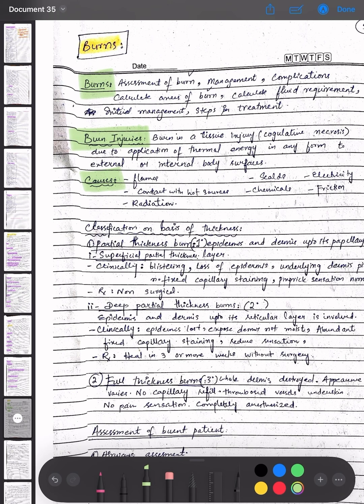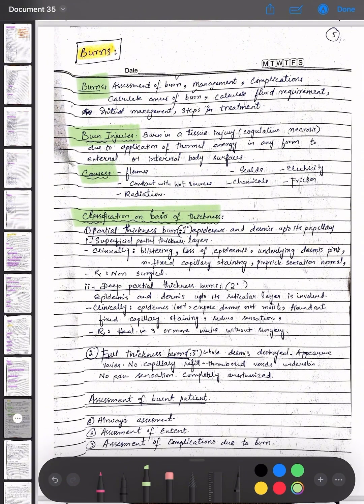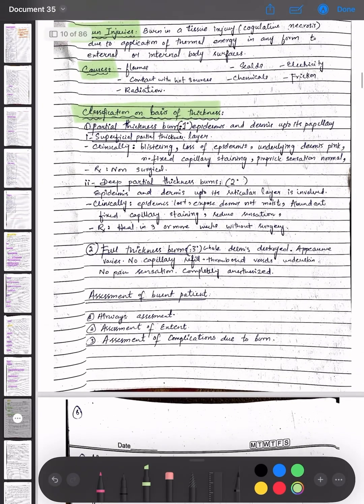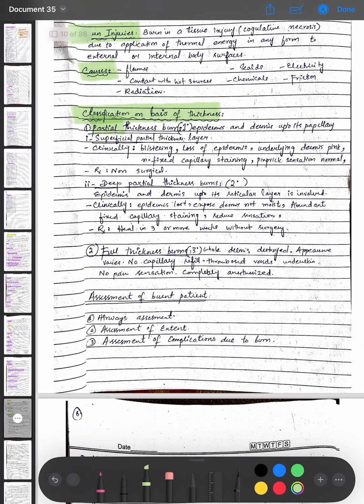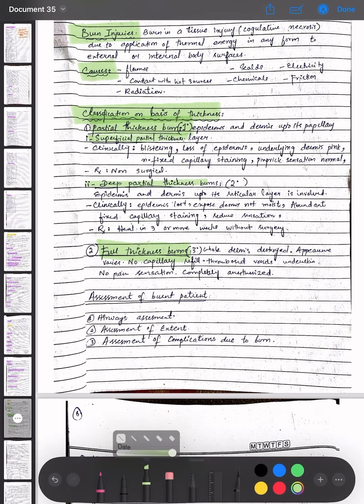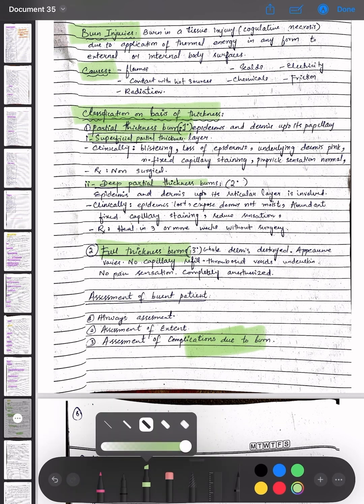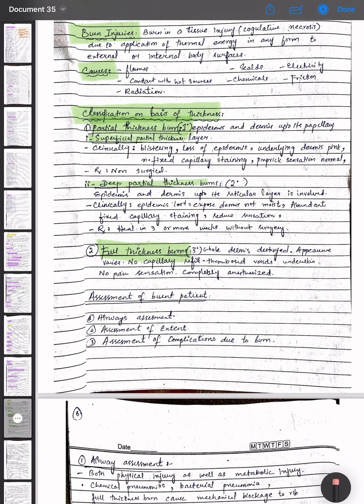Okay, classification on the basis of thickness. How do we have to classify burns? We have to classify them on the basis of thickness. First of all, we have partial thickness burn, then we have full thickness burn. In partial thickness burn, we have superficial partial thickness, then deep partial thickness. Okay, so in superficial partial thickness burn, we have epidermis and dermis up to its papillary layer.